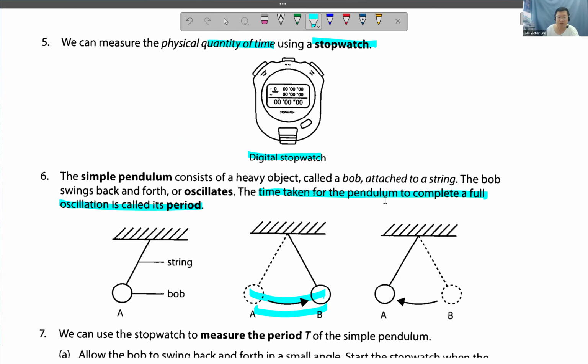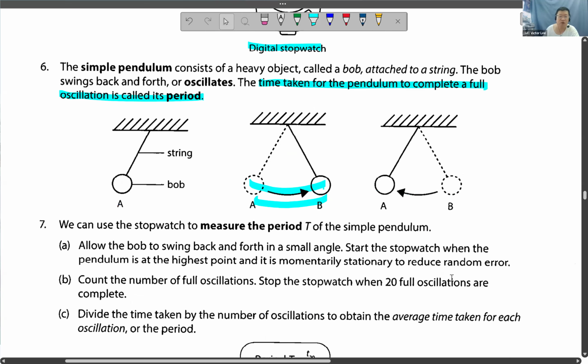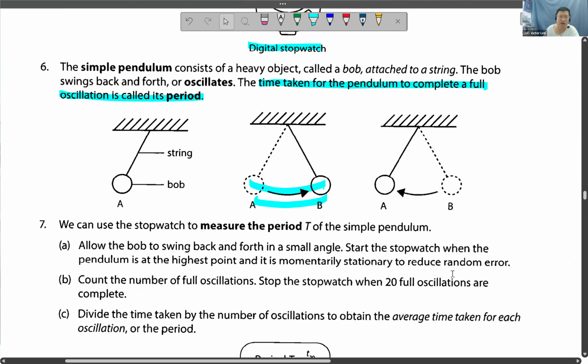I'm sure you've done this experiment in school, right? Usually it's quite fun actually. So you realize that when we do the experiment, what do you change? What do you adjust? What do you vary? The length. Yes, the length. So when the length becomes longer, what happens to the period?